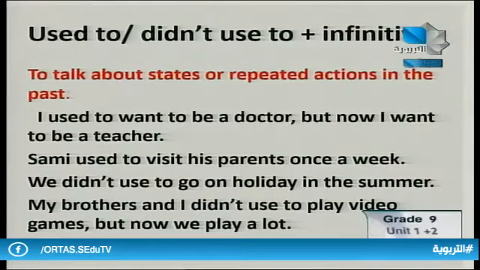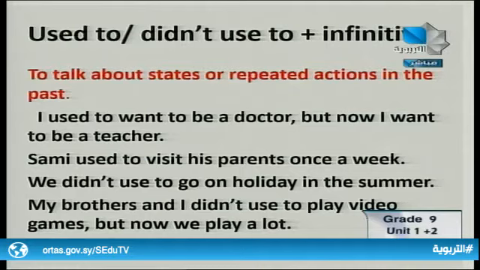Exactly. Another example, Sami used to visit his parents once a week. Which means in the past he had the habit. So instead of saying Sami in the past had the habit of visiting his parents once a week, I can only use used to. Sami used to visit his parents once a week.